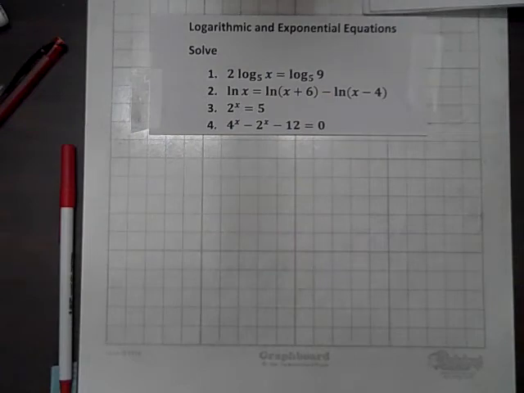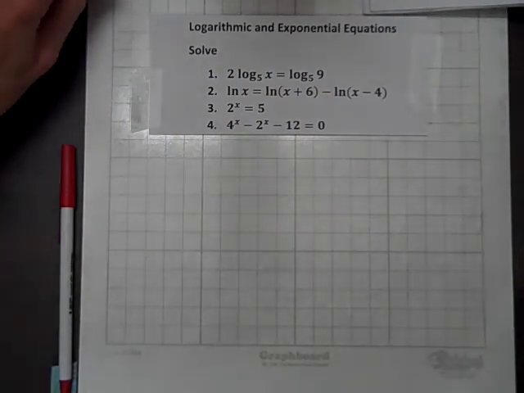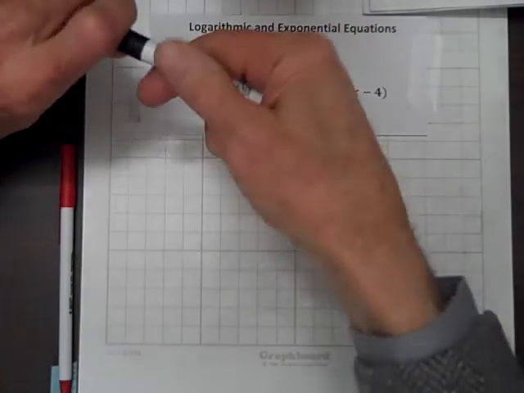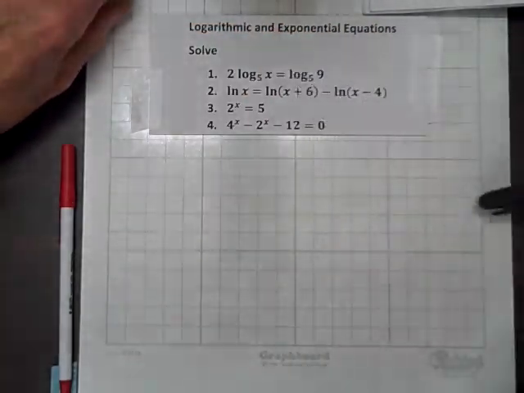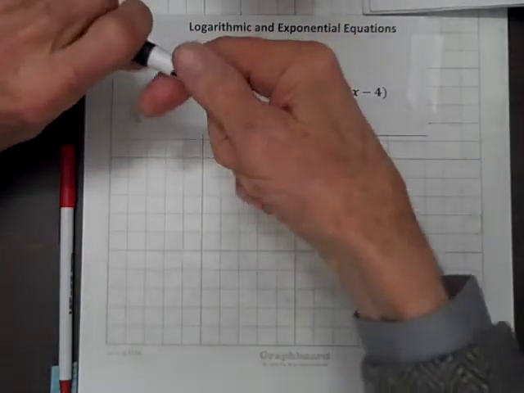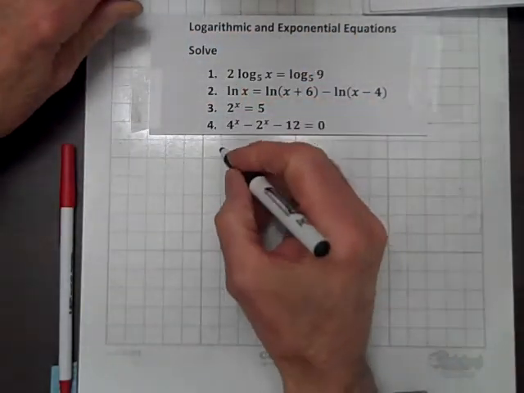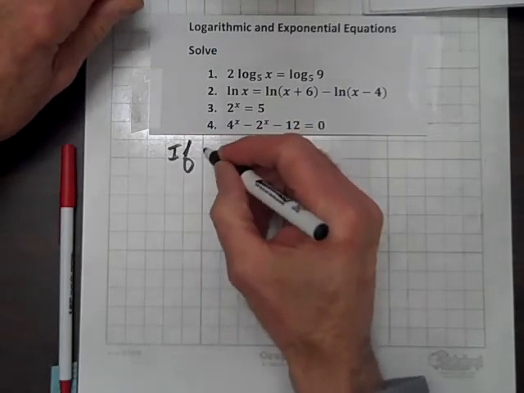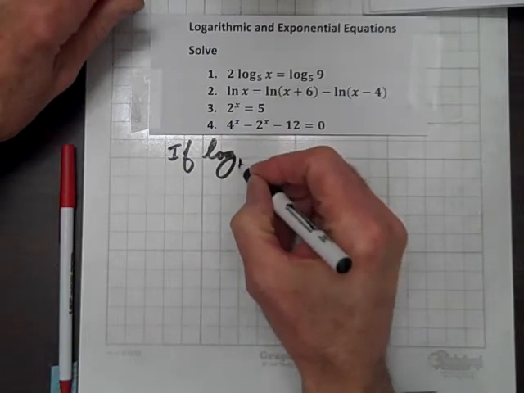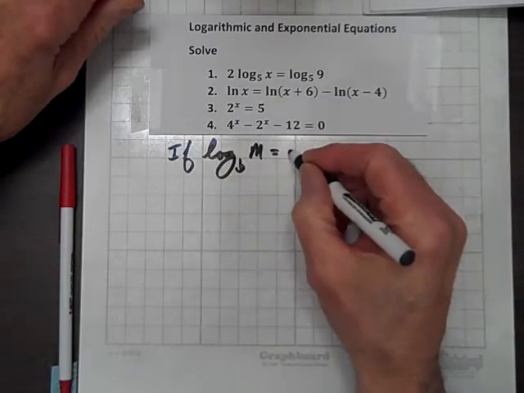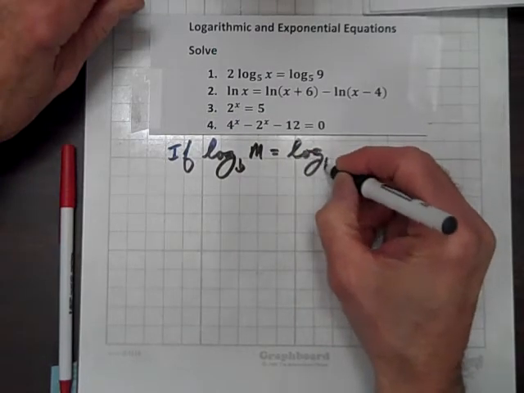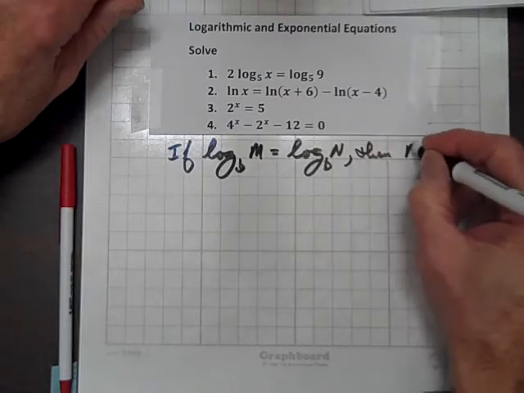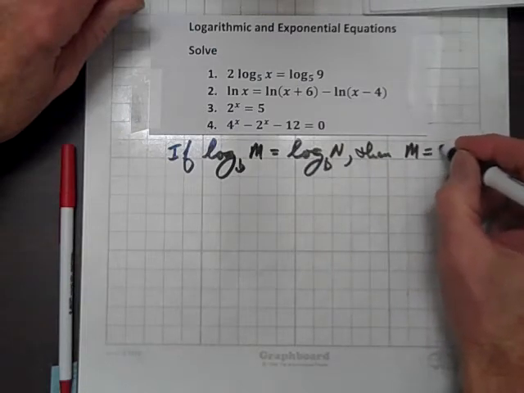In this lesson, we will take on logarithmic and exponential equations. So the first two are logarithmic equations to solve, and we want to refer to this rule, this law of exponents, and that's this. If log to the base b of m equals log to the base b of n, then m must equal n.